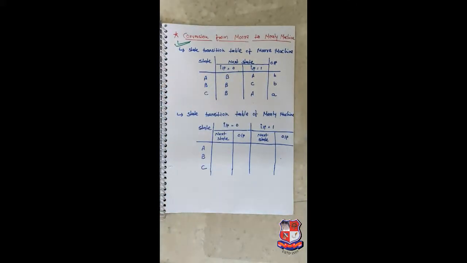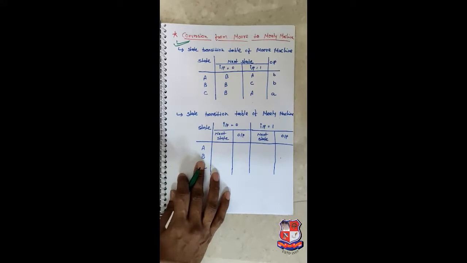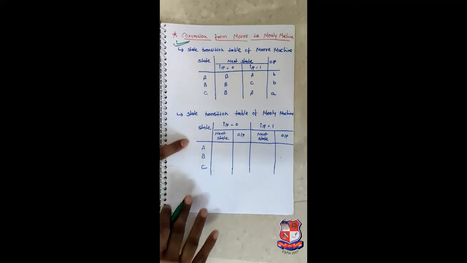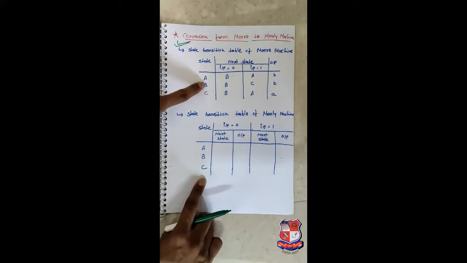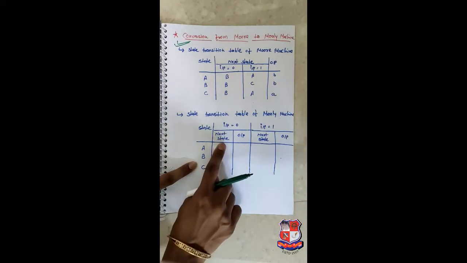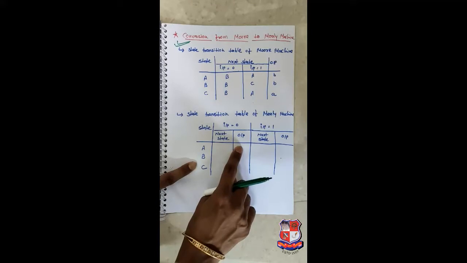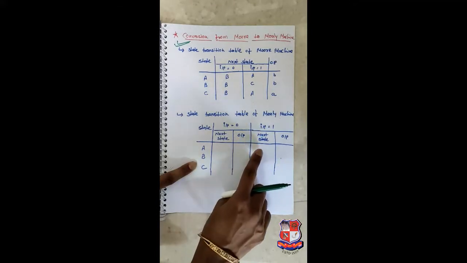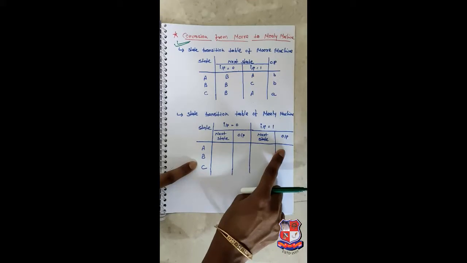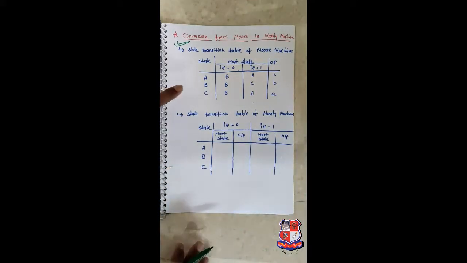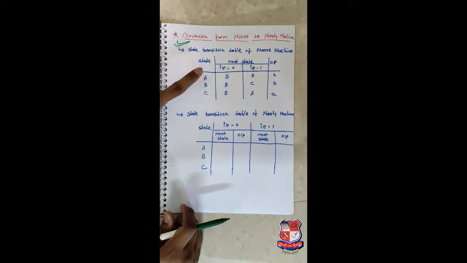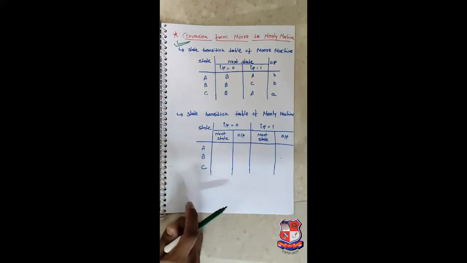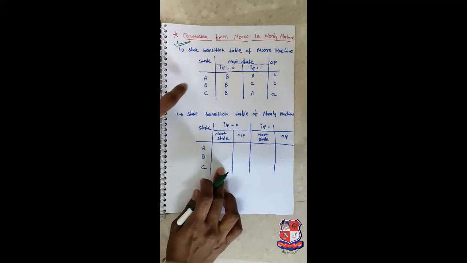A. Now, how do we convert this Moore machine to a Mealy machine? The basic structure of the transition table of the Mealy machine is like this. The number of states is the same as in the Moore machine. We give the input equal to 0, the next state, and in that case what is the output? Same way, if the input is 1, what is the next state, and in that case what is the output? First, the next state for each input in the Mealy machine is the same as in the Moore machine.